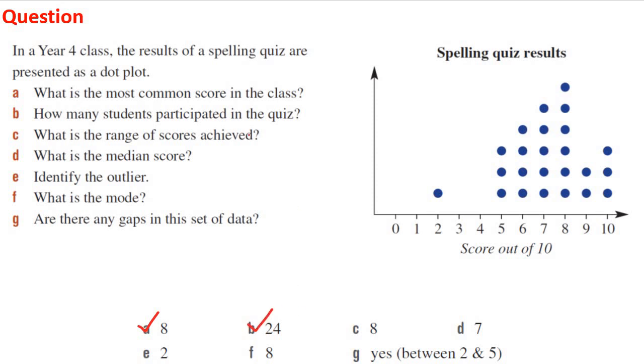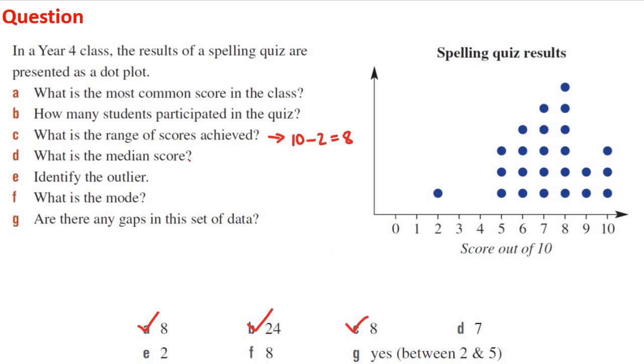Next, what is the range of scores achieved? Range of scores means highest score minus the lowest score. So here the highest score is how much? 10. And what is the lowest score? You see 2. So 10 minus 2, which is 8. So this is the range, 8.